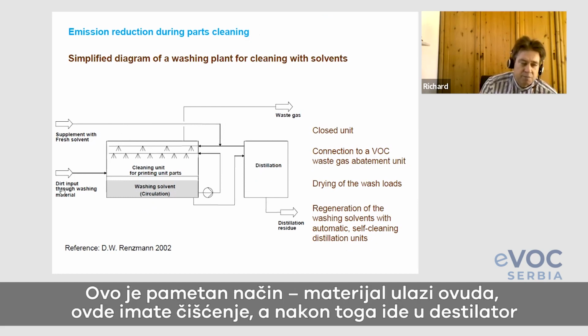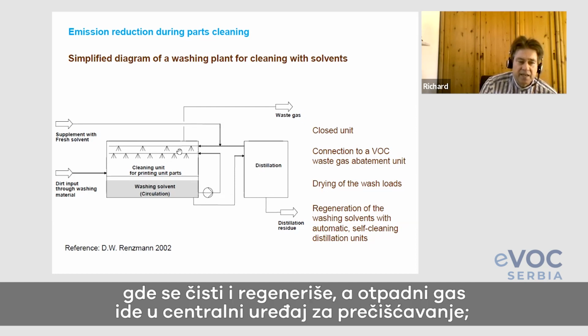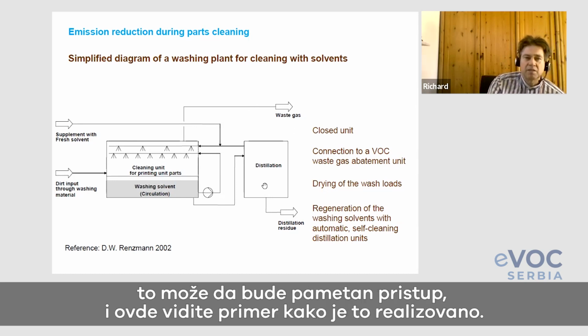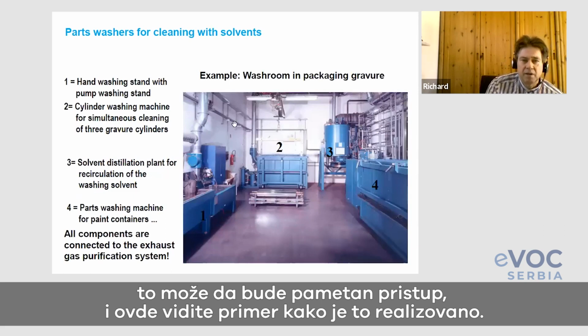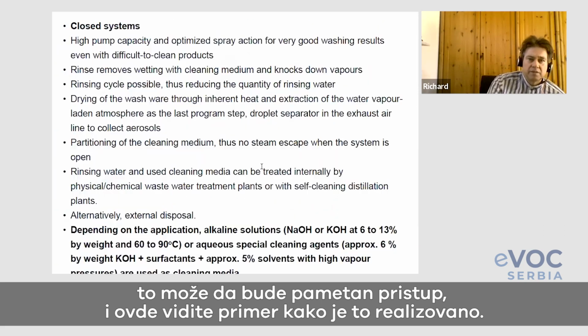Here you see the smart way: the dirty material is coming in here. Here you have this cleaning, and then afterwards it is fed to the distillation. It's fed again, so it's refreshed and cleaned. And that waste gas you feed to your large, let me say, central abatement unit. So that can be a smart approach. Here's an example of how it is realized.